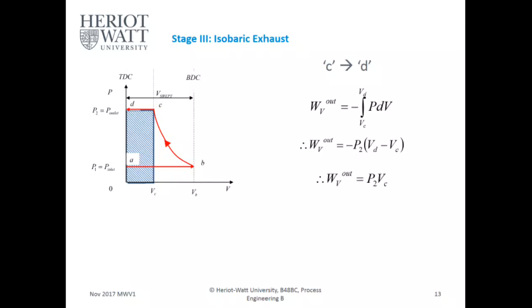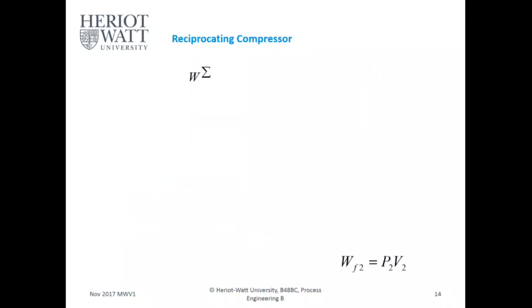Hence, volume work out equals P2 VC because VD equals 0 at top dead center. We assume there is no dead volume. Again, this is positive work because you're doing work on the gas. When you're expanding, that's negative. So that's AB.